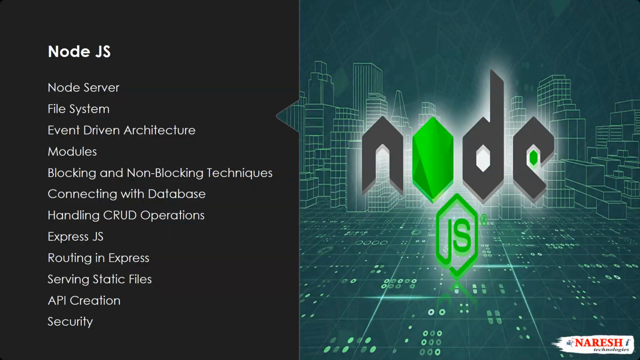In Node.js, developers have to learn how to create servers, how to manage the file systems, how to handle the events from the clients, how to send a response to the clients, how to handle the connections with the database, because the backend connects with the database, gets the data from the database, and handles all the CRUD operations. CRUD operations means create, read, update, delete.